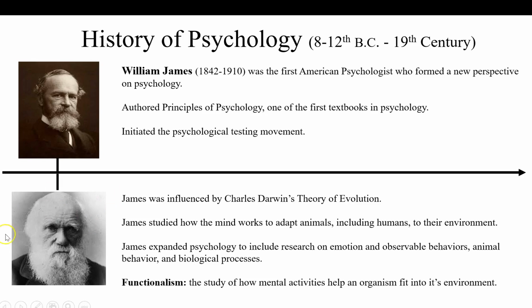And James's perspective became known as functionalism, which is the study of how mental activities help the organism fit to its environment. Contrary to structuralism, as I mentioned in the previous slide, functionalism was interested in how the entire mind operated instead of the parts that made up the collective mind. He believed in introspection, but used better observable measures such as recording devices and investigated how the mind and physiological processes collectively operated.